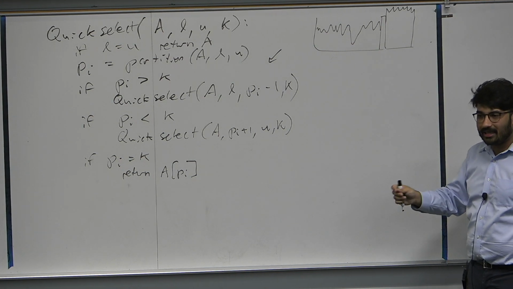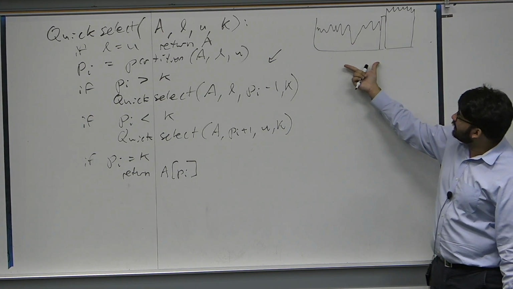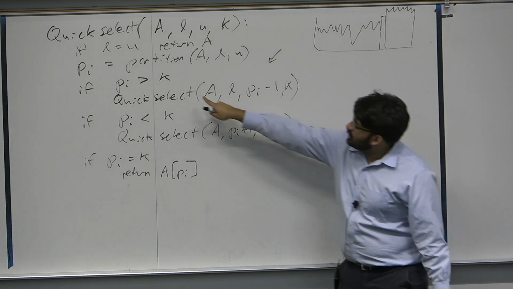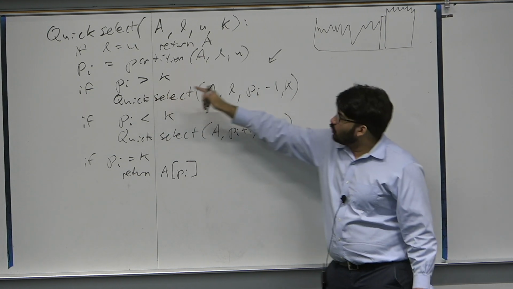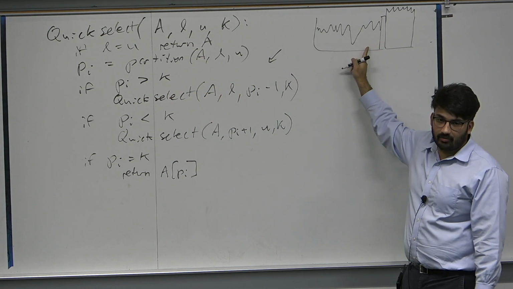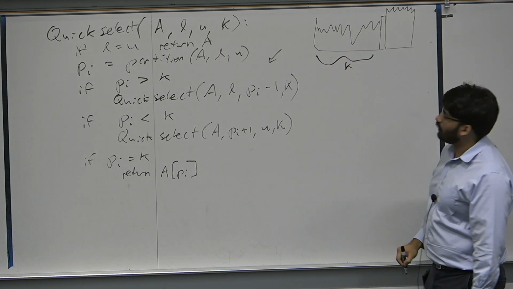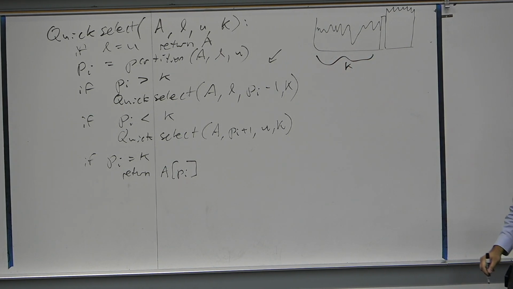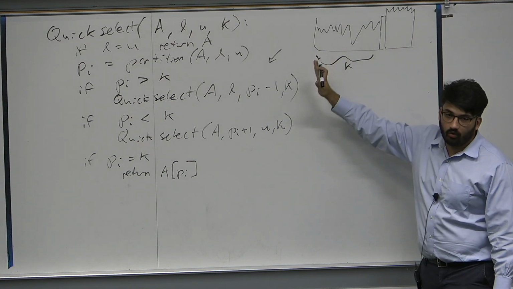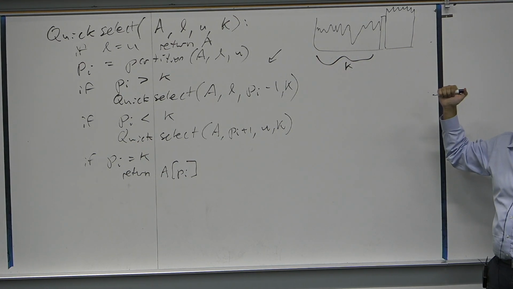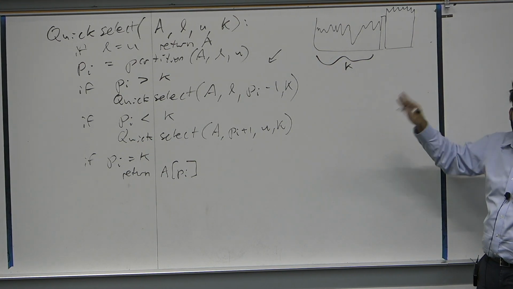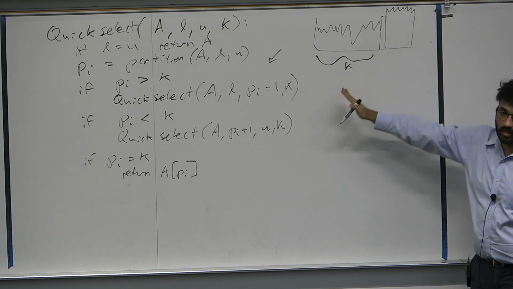Now, we could sort and pick that item, but we don't want to do that. So instead, we know that if k is less than pi, all these elements are also less than pi. So we know that k is somewhere in here, right? So we just recursively look over there instead of both sides. We're not doing a double recursion this time, we're just doing a one-sided recursion.